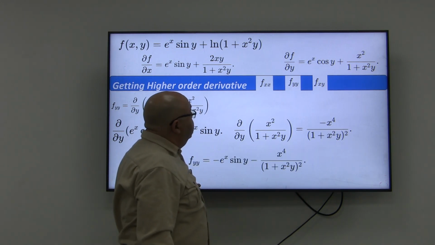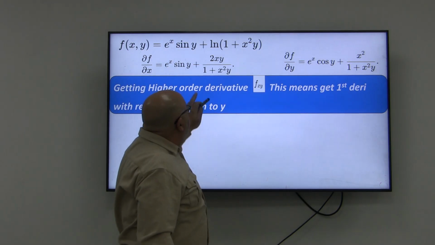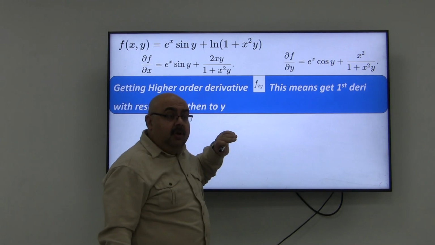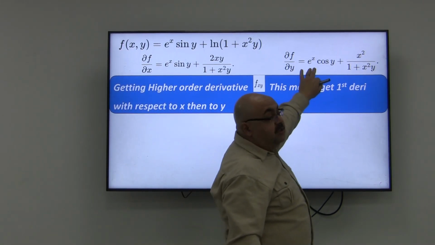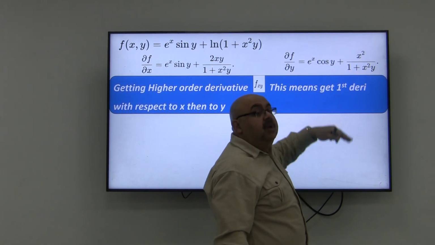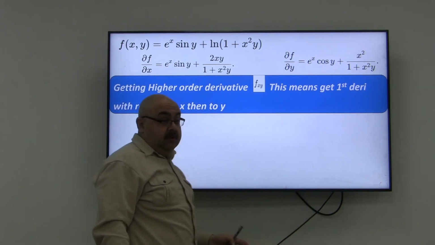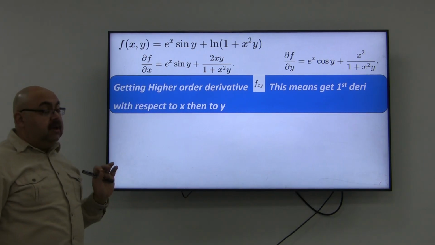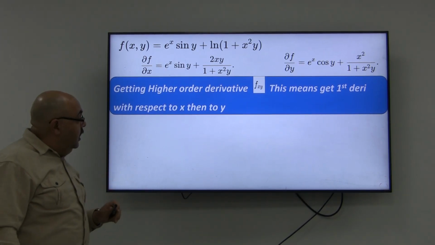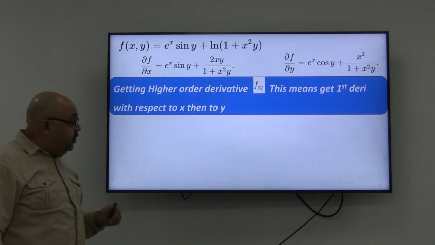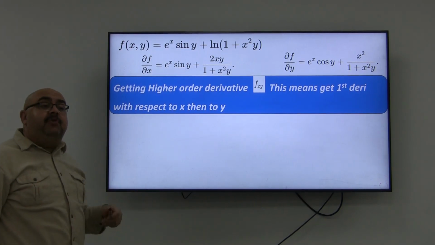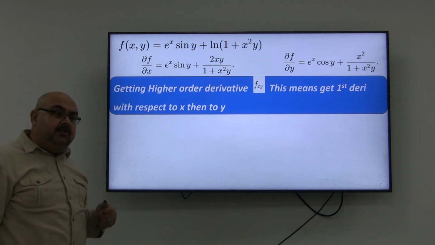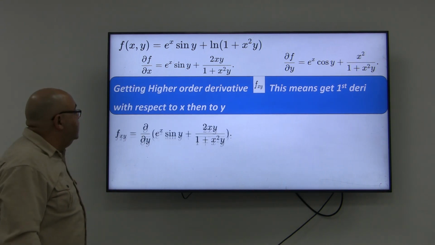And if I want to get the next derivative, I will take the first derivative, then differentiate with respect to y. Or take the first derivative with respect to y, and differentiate with respect to x, according to what's required from you. I want you to understand, because it's a very good question: if I give you a function and ask about a somewhat complicated mixed derivative, as you will see from the problems down the road.